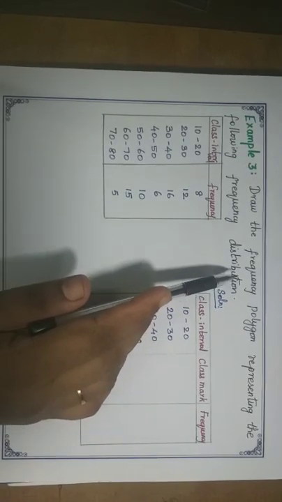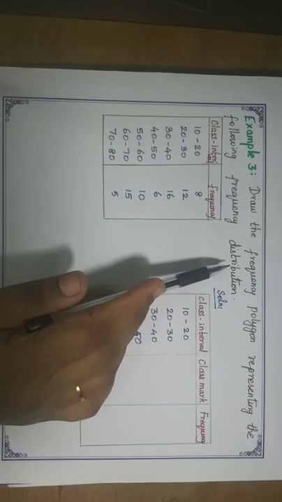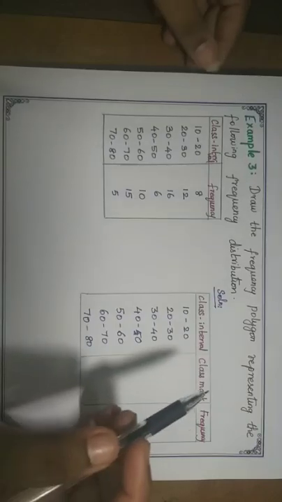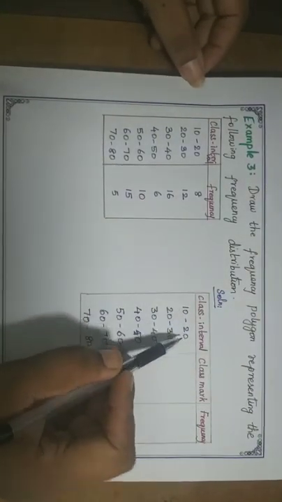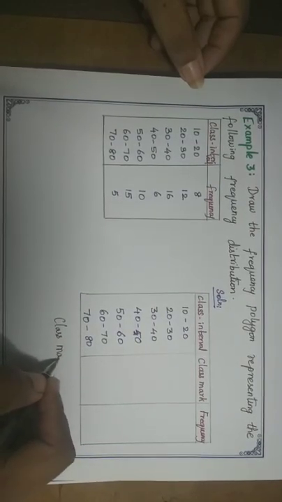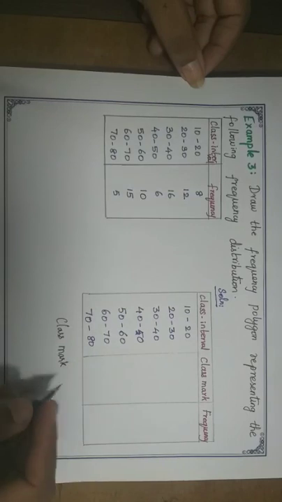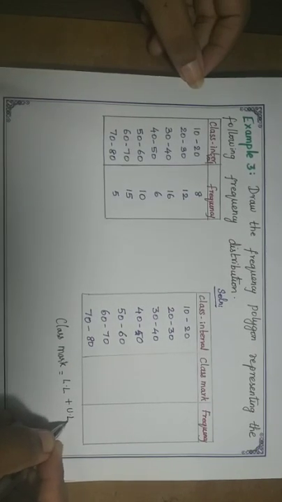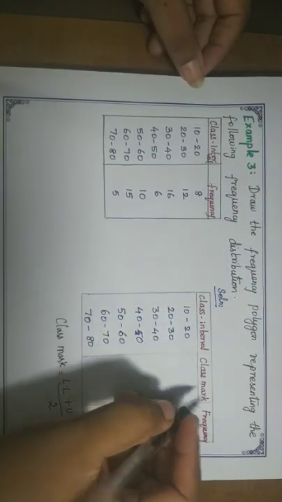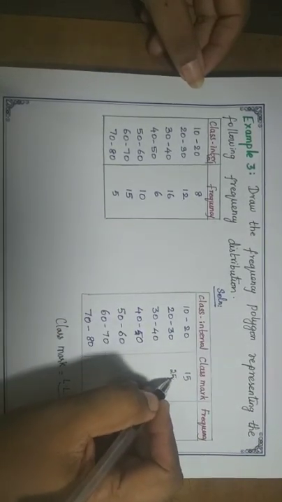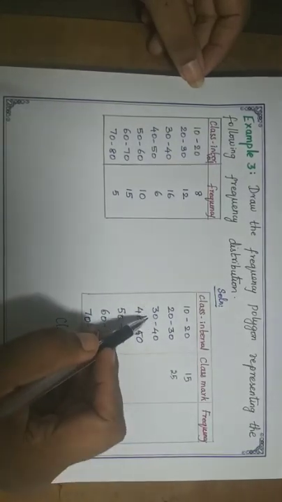So we know that without the histogram we can draw the frequency polygon by calculating the class mark of the given class interval. Now if you see 10 to 20, what is the class mark? We know that class mark is the mid value of the class interval, that is lower limit plus upper limit divided by 2. So 10 to 20, it becomes 15 as the class mark. 20 to 30, 25. By calculating also we can put, or directly we can put the mid value.